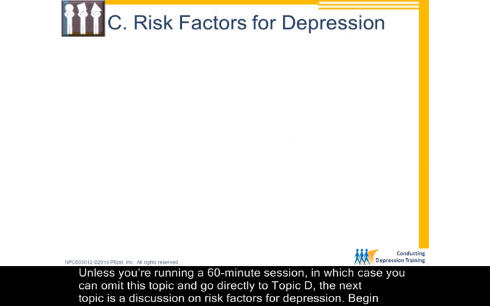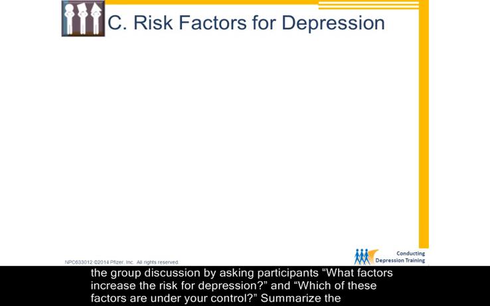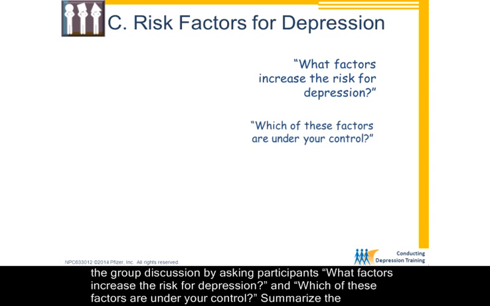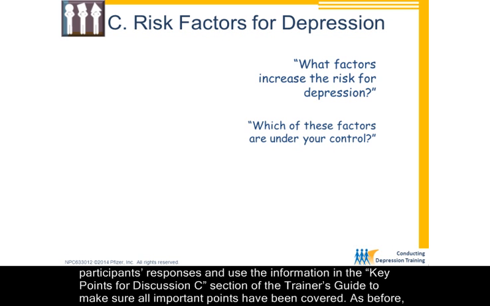Unless you're running a 60-minute session, in which case you can omit this topic and go directly to Topic D, the next topic is a discussion on risk factors for depression. Begin the group discussion by asking participants what factors increase the risk for depression and which of these factors are under your control. Summarize the participants' responses and use the information in the Key Points for Discussion C section of the Trainer's Guide to make sure all important points have been covered.